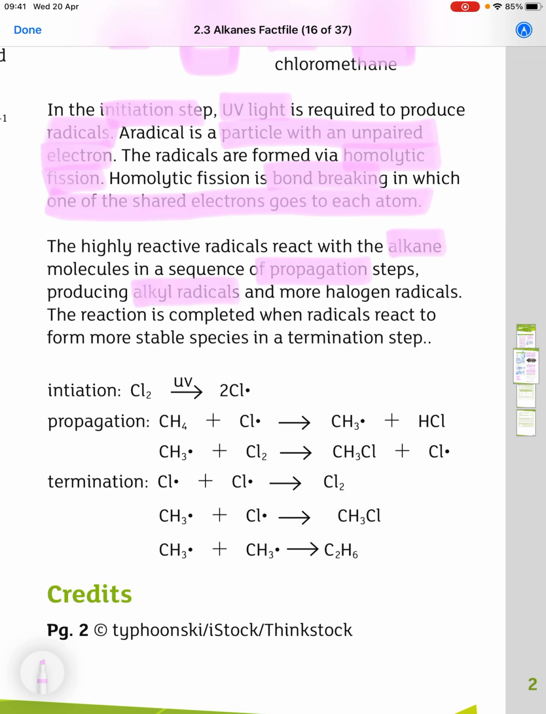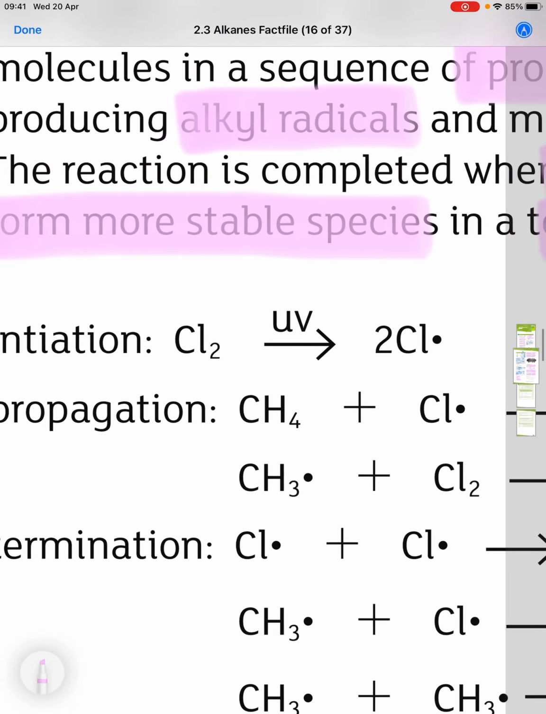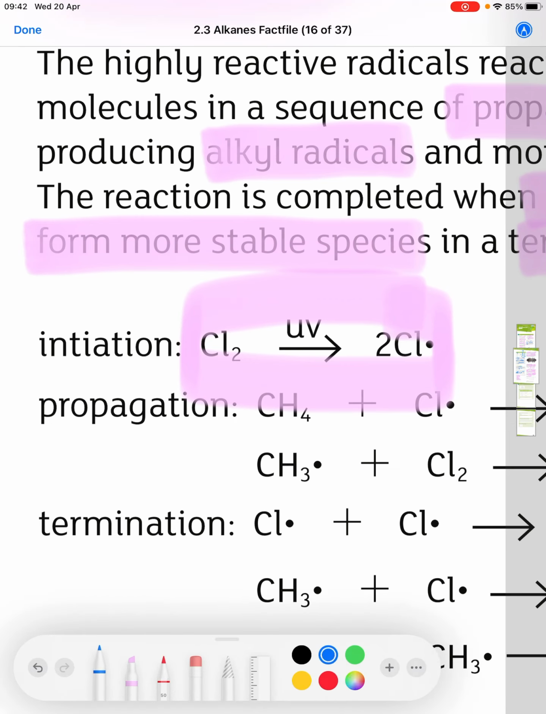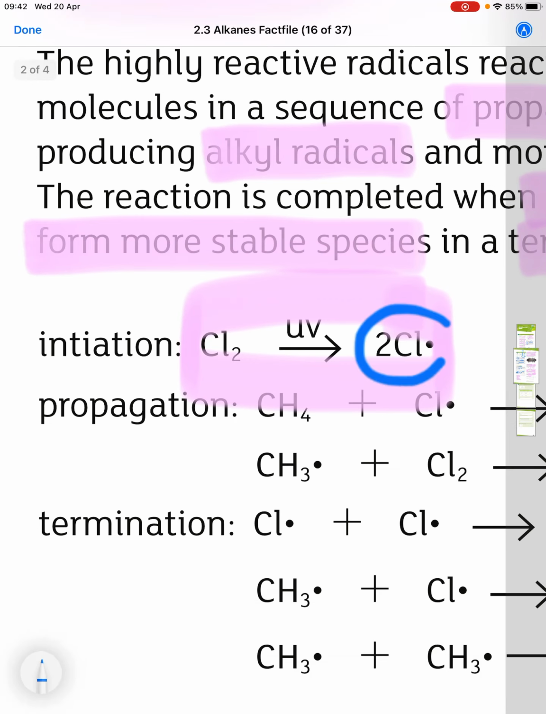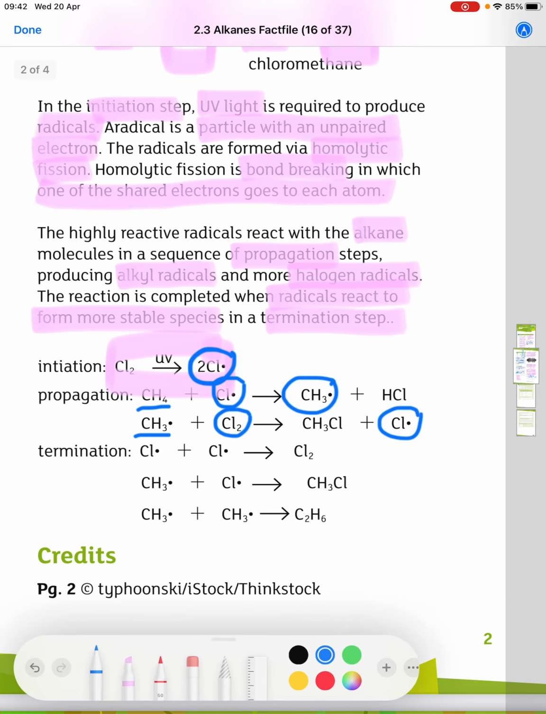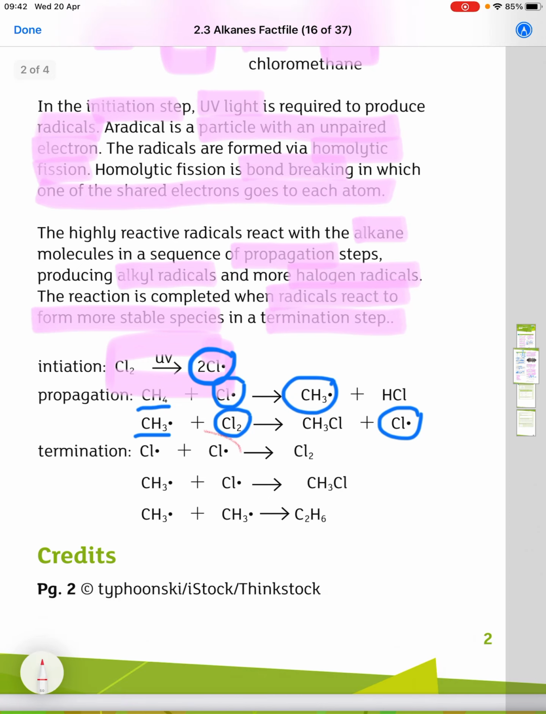The highly reactive radicals react with the alkane molecules in a sequence of propagation steps, producing alkyl radicals with more halogen radicals. The reaction is completed when the radicals react to form more stable species, and that's called the termination step. You see here in the initiation step we have chlorine with UV light giving us these two chlorine radicals, and those radicals are represented with this dot. In the propagation step, it's the radical reacting with an alkane to give us an alkyl radical, and then that radical further reacting with chlorine to give us more chlorine radicals. You see in the termination step that involves anything where there are two radicals joining together. So in this case, two chlorine radicals giving us chlorine gas. Here we have a methyl radical and a chlorine radical giving us chloromethane.